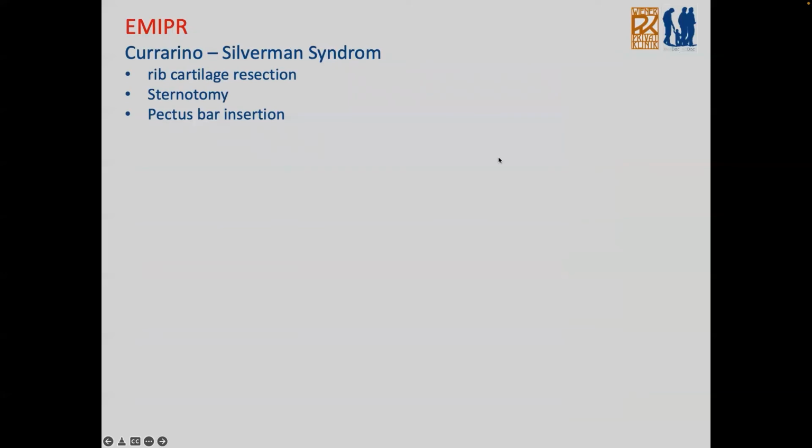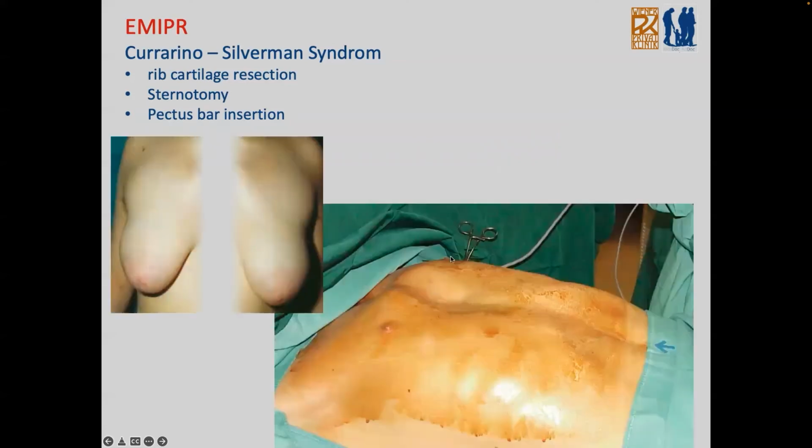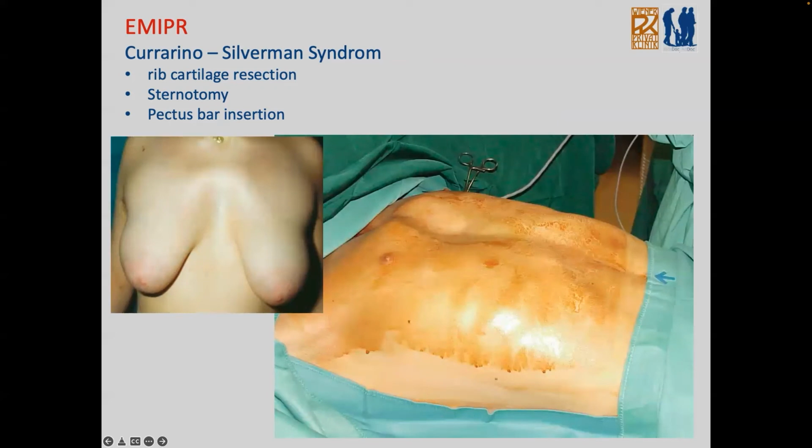Now I will introduce you to the Currarino-Silverman syndrome. With a very short sternum, there is a carinatum and also an excavatum area. So you need a rib cartilage resection, a sternotomy, and a pectus bar insertion.